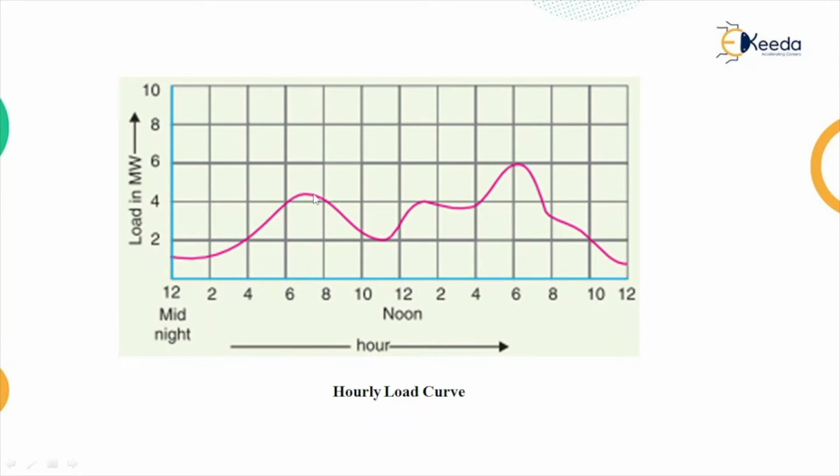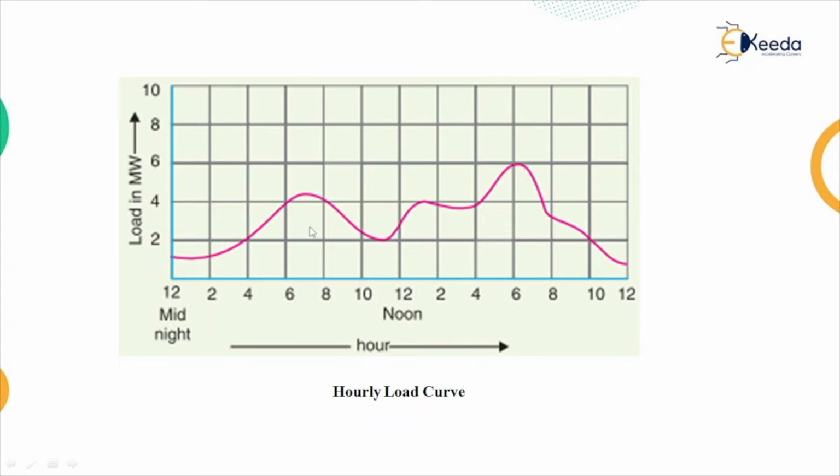Again, at 8 or 10 a.m. it will be decreasing. Again it will start increasing at noon, and it will be increasing again in the evening, between 4 or 5 to 8. And again after 8 p.m. it is decreasing. So this is a load curve. Load varies with respect to time.